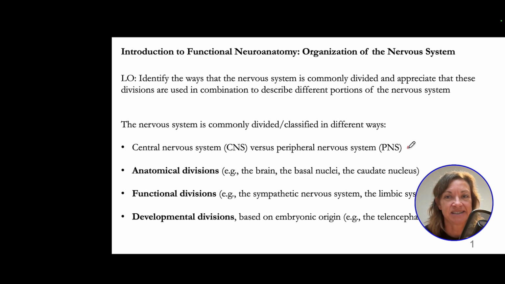The easiest one, which most of us are familiar with, is the central nervous system versus the peripheral nervous system, CNS versus PNS, are the acronyms. But in addition to these, there's a number of subdivisions. So anatomical divisions, functional divisions, and developmental divisions. So let's look at all of these.